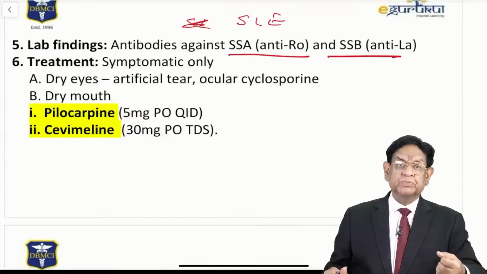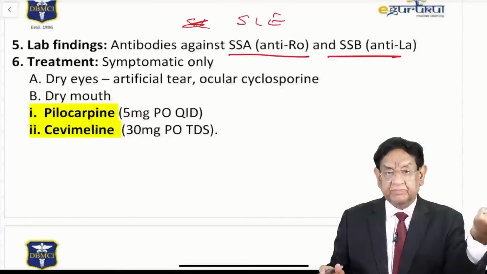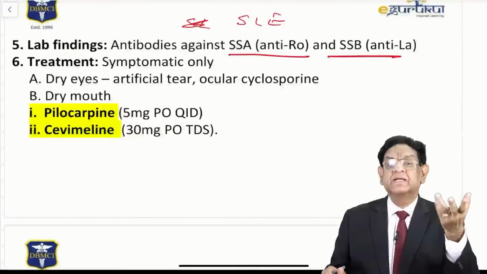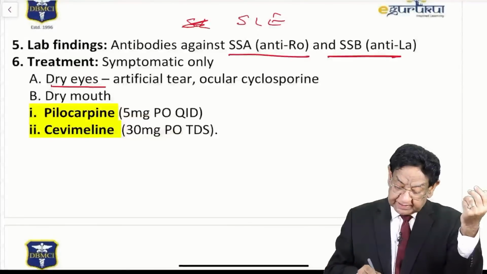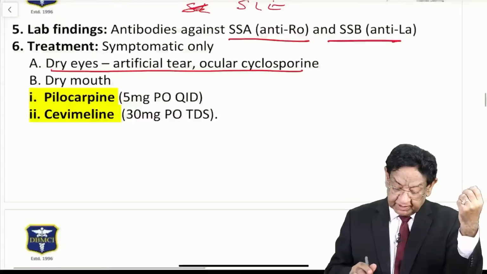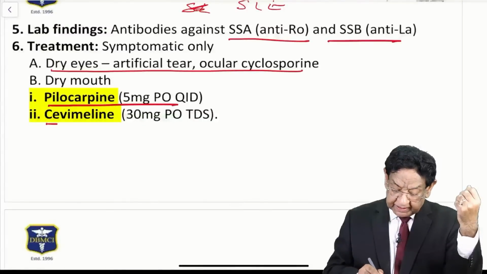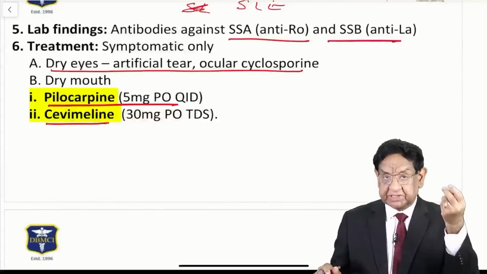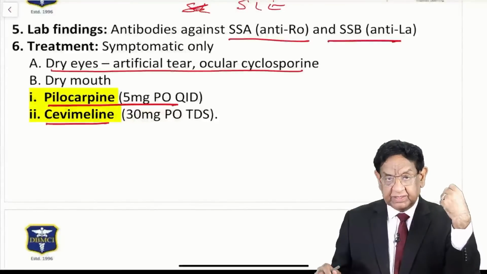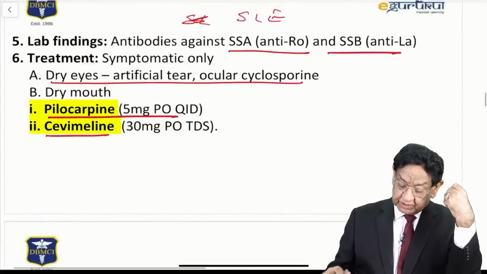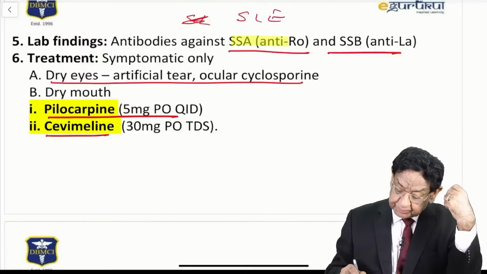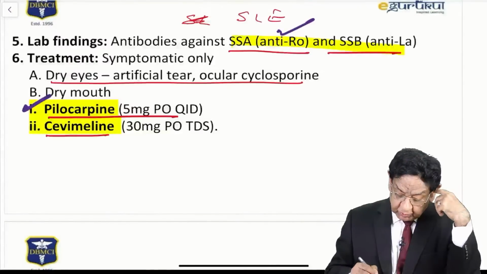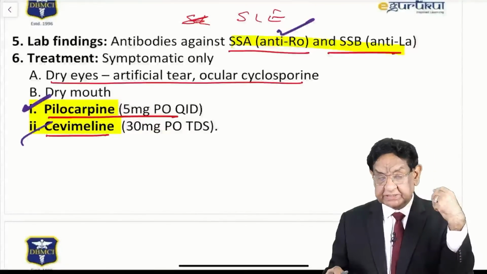Treatment of Sjögren syndrome: treat the basic cause if it is secondary. Otherwise, for dry eyes, artificial tears and ocular cyclosporine; for dry mouth, pilocarpine and cevimeline. These two are the drugs which cause increased secretion of saliva. But symptomatic treatment is not going to change the disease process. So these keywords, 1, 2, and 3, are to be remembered in this particular slide.